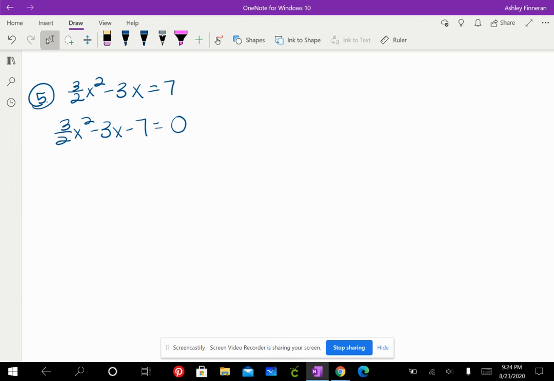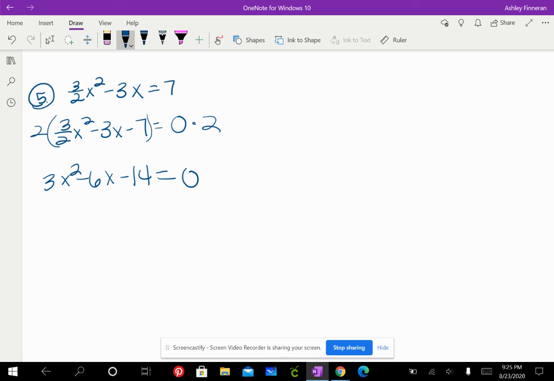And again, I notice a fraction. So you kind of have an option here. You can try and factor with a fraction, or you can get rid of the fraction. So I'm going to multiply both sides by 2, which gives me 3x squared minus 6x minus 14 is equal to 0.